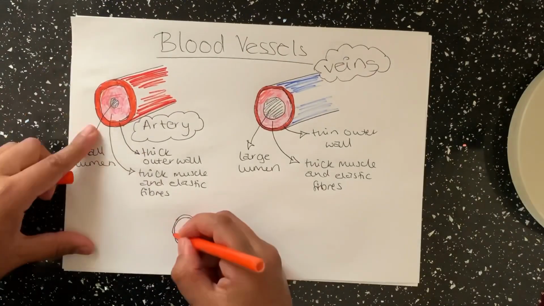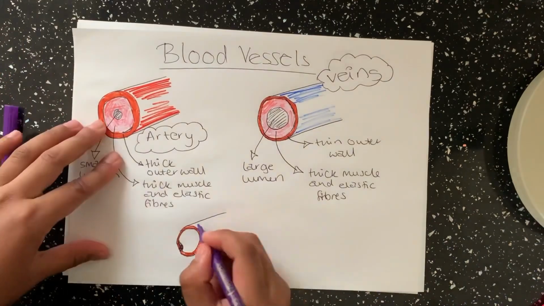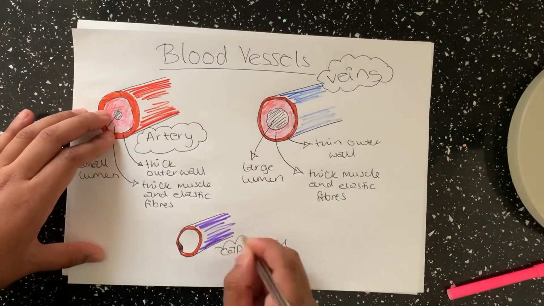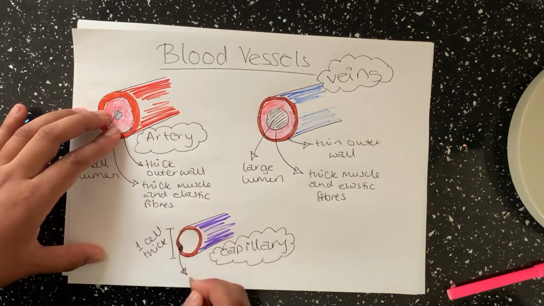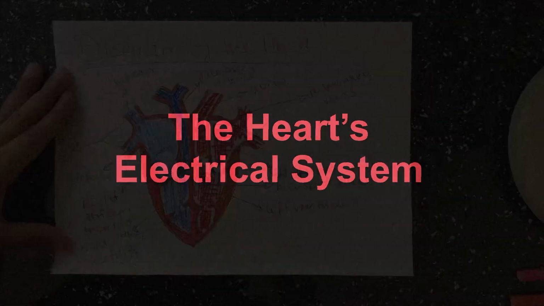Going back to the original drawing in process, the last one is capillaries. These are where the exchange of substances takes place in the lungs and body, so they need to be thin and are only one cell thick. Finally, I'm going to be talking about the heart's electrical system.